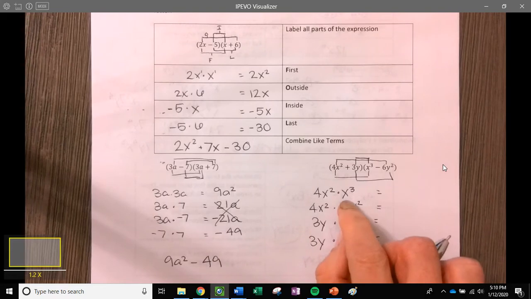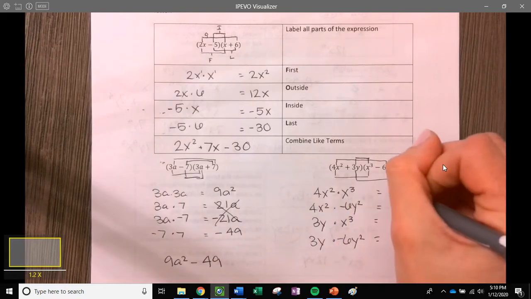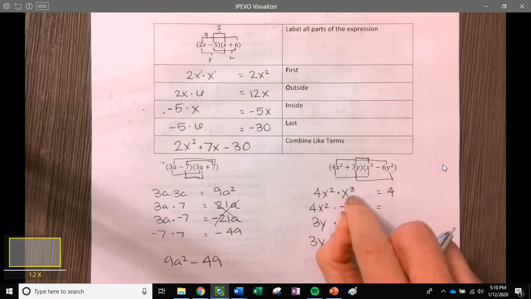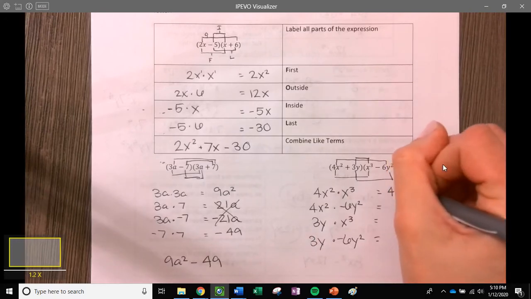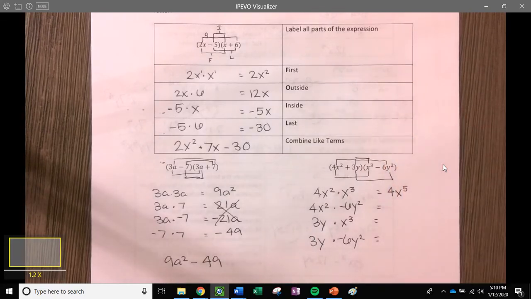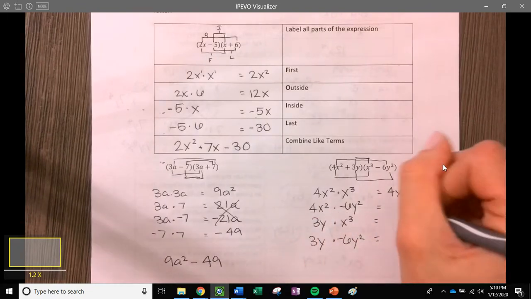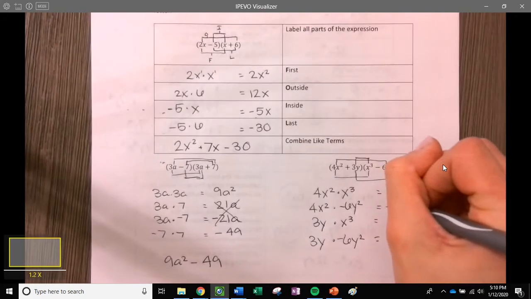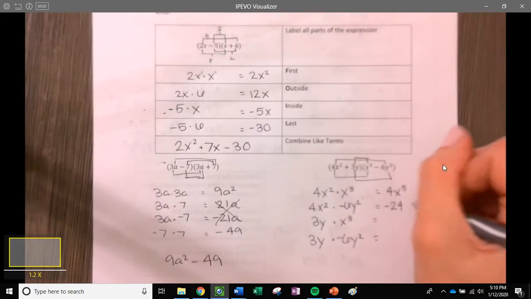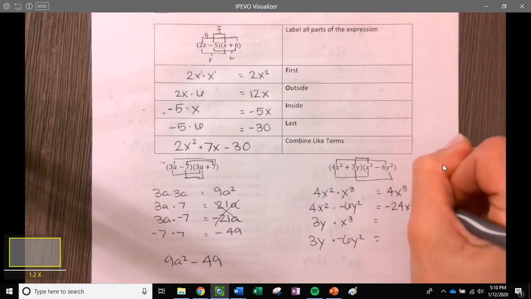4x squared times x cubed. 2 plus 3 is 5. 4x to the 5th. All right, 4x squared times negative 6y squared. Well, 4 times negative 6 is going to give me negative 24. x squared times y squared is x squared y squared.